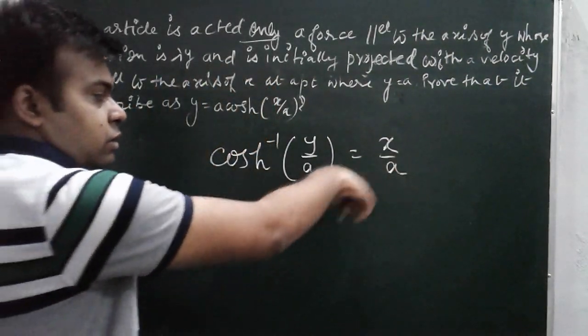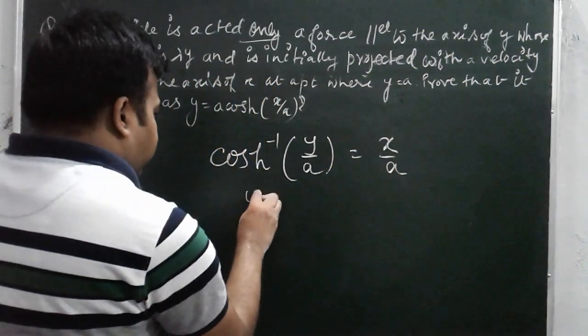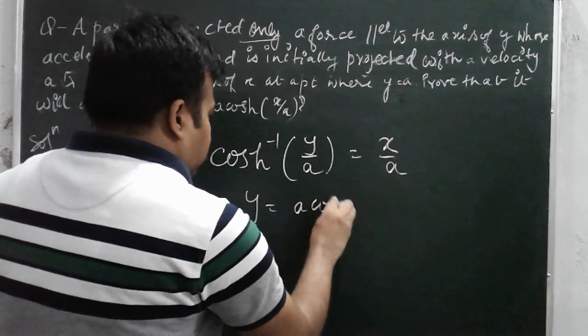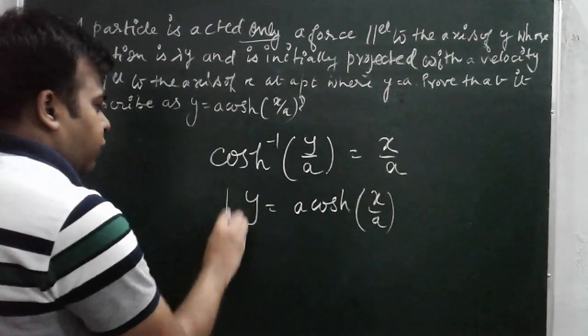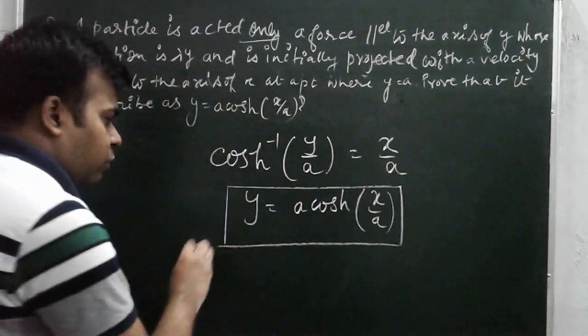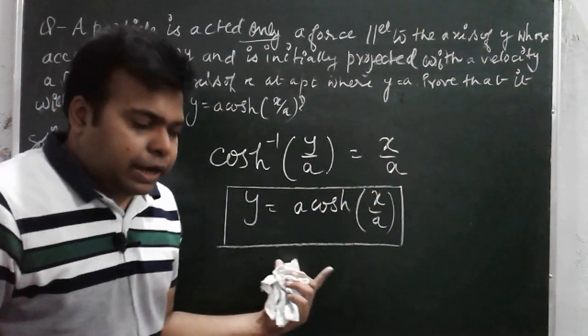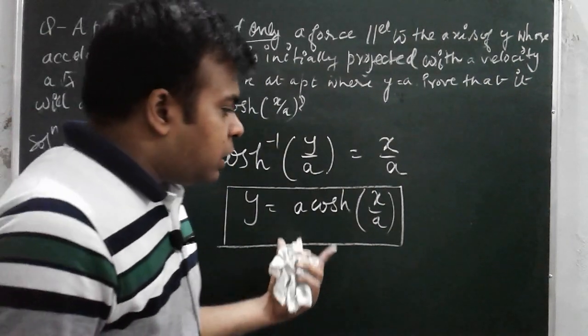If we take cos hyperbolic on this side, we get y equals a cos h of x over a, and we have proved that the particle will trace this trajectory. I hope that you understand the problem.